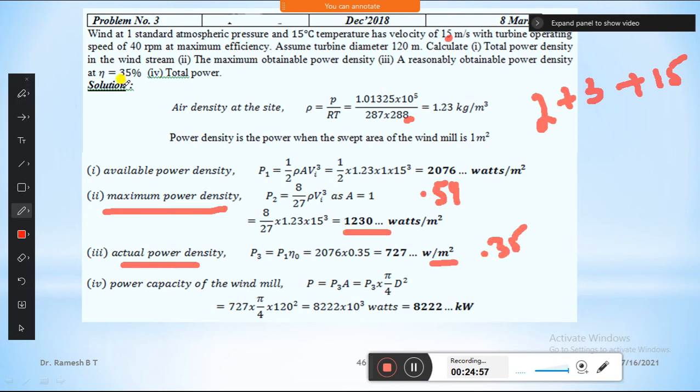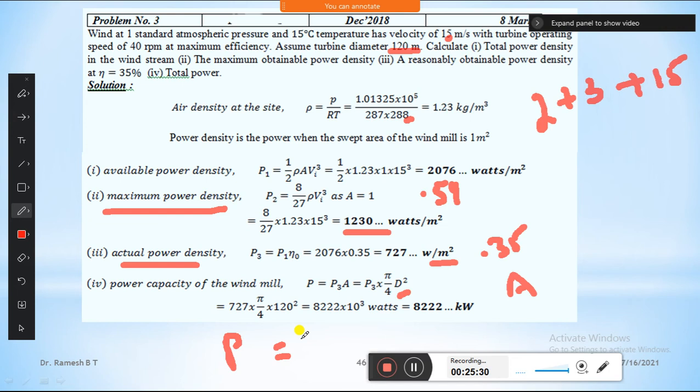The fourth one is the total power, which is with respect to the diameter. The diameter is 120 meter. First you have to find the swept area. Area is equal to pi by 4 d square, where d is 120. Then the swept area into the previous 727 gives the final power capacity. So P is equal to P3, the power density, into area, which gives the total power.